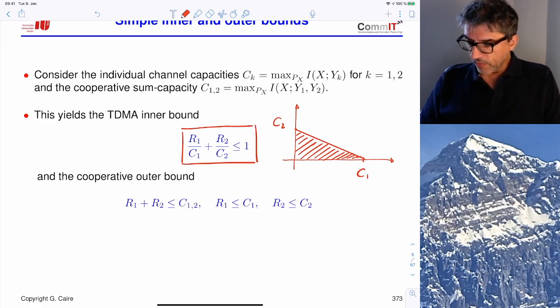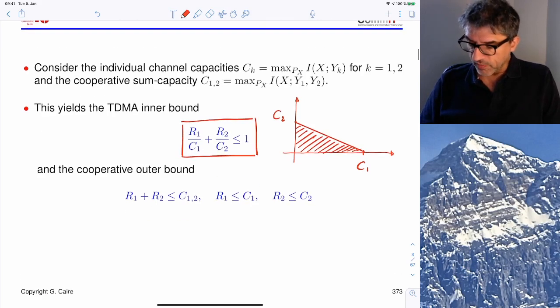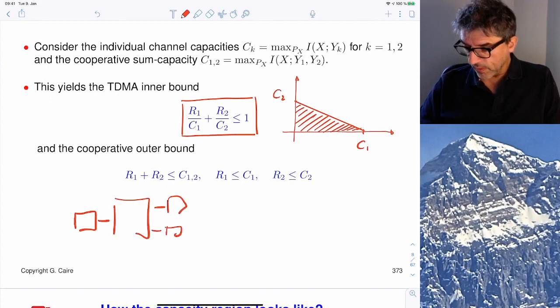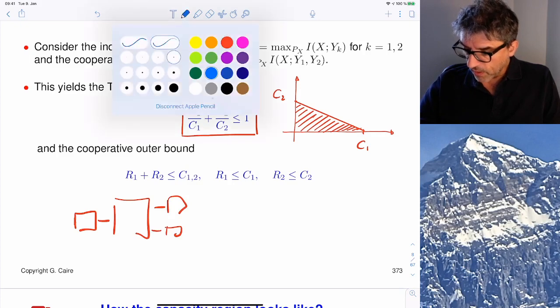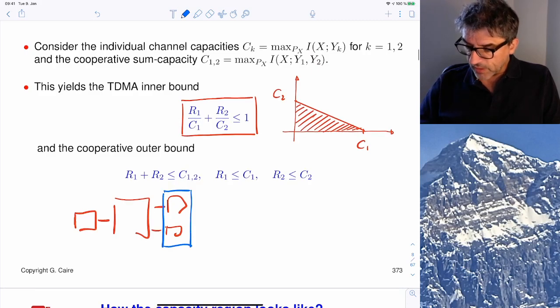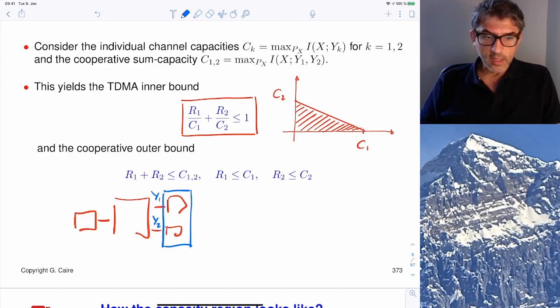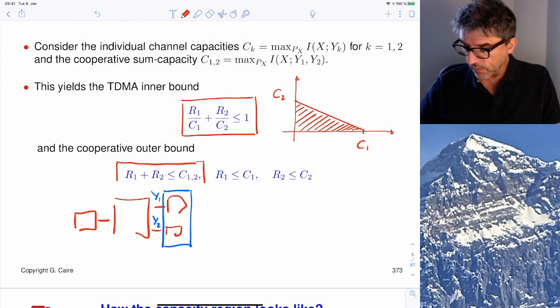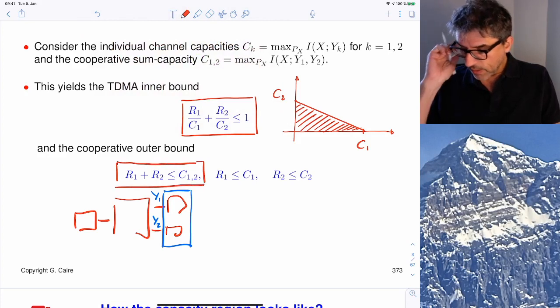Okay. Then, of course, we have the so-called cooperative outer bound, which is very simple. We let the two users cooperate. So we have the transmitter, we have the two users, and now we say, if they can cooperate, then these two users operate as a single big user that receives both outputs. And then the rate of this global user is simply the sum of the two rates, and therefore this will be governed by this inequality.